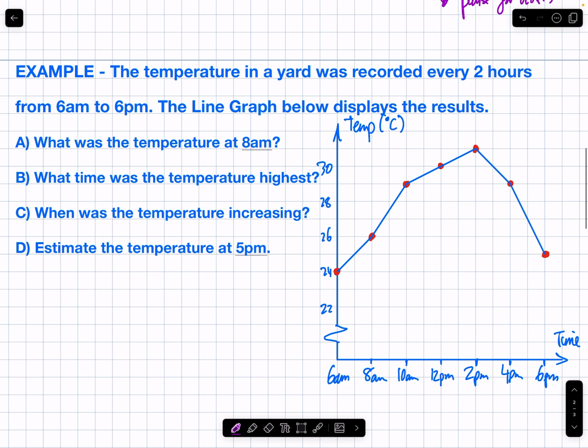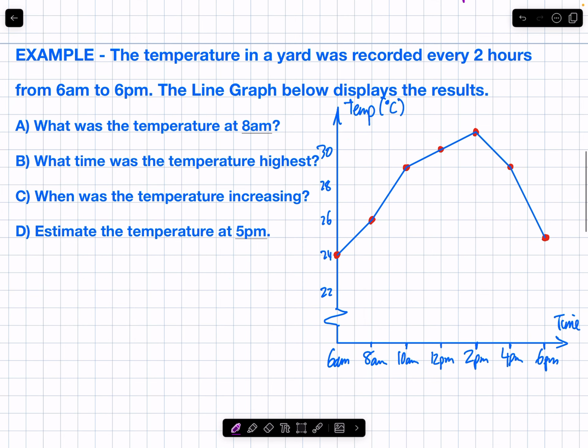So here is an example of a line graph question. The temperature in a yard was recorded every 2 hours from 6 a.m. to 6 p.m. The line graph below displays the results. What was the temperature at 8 a.m.? So I look along the x-axis, which is time. 8 a.m. is here, goes up. The temperature was 26 degrees.